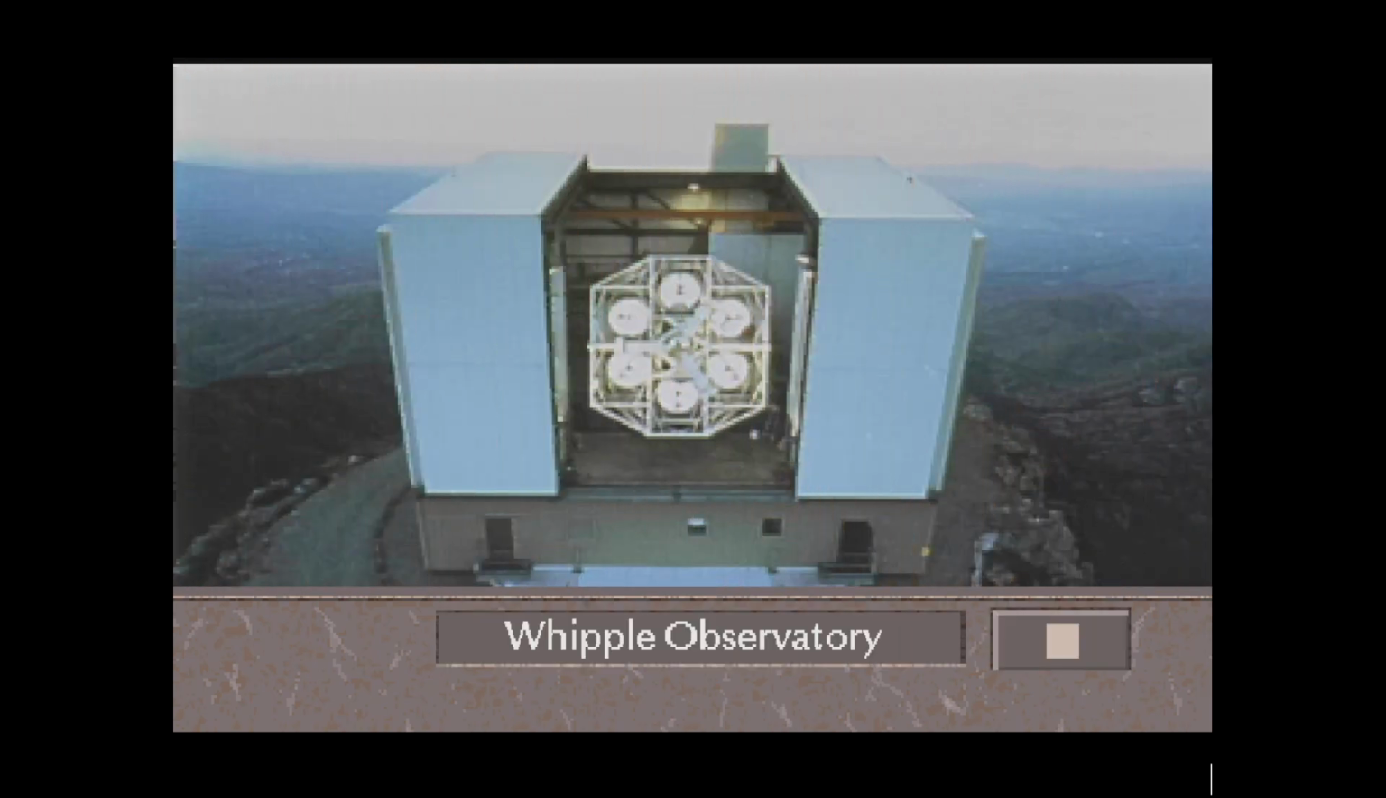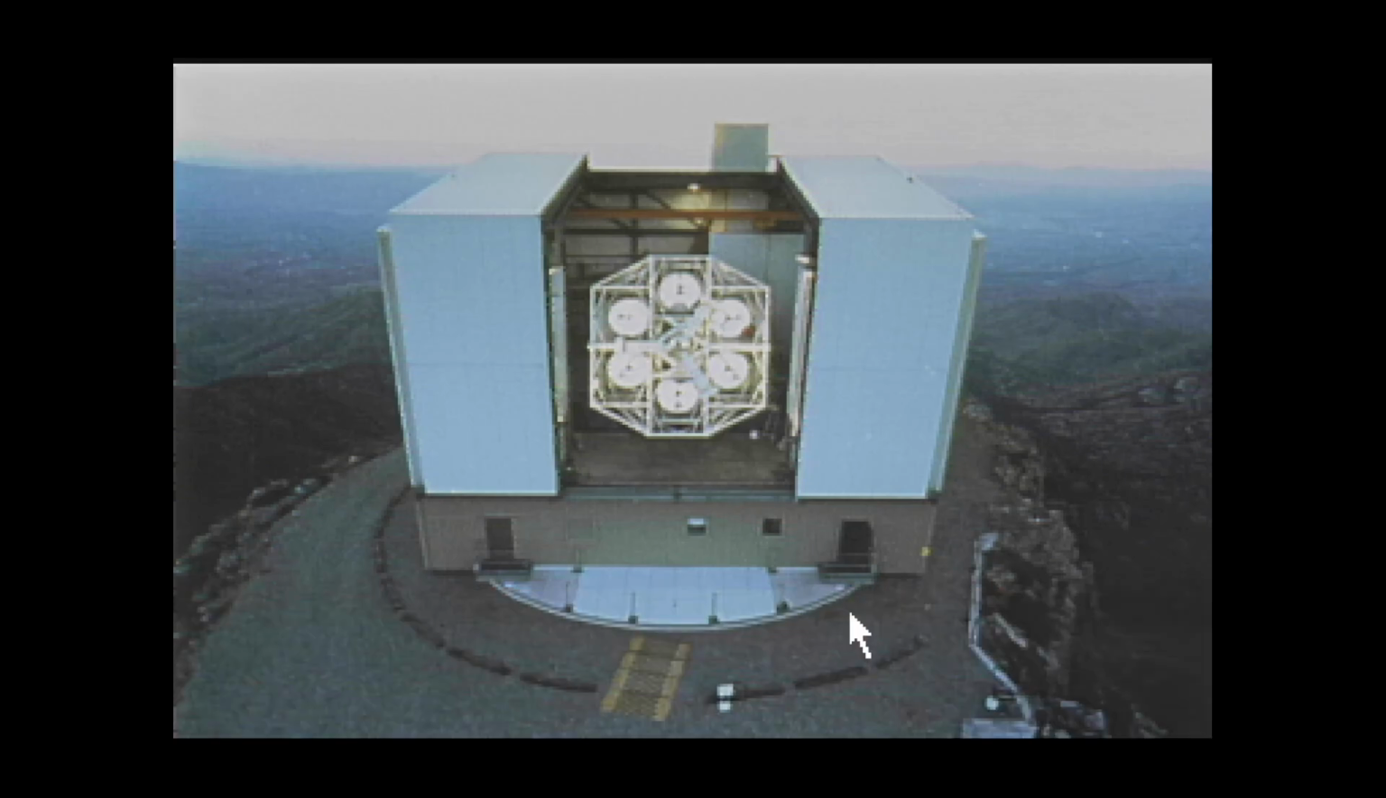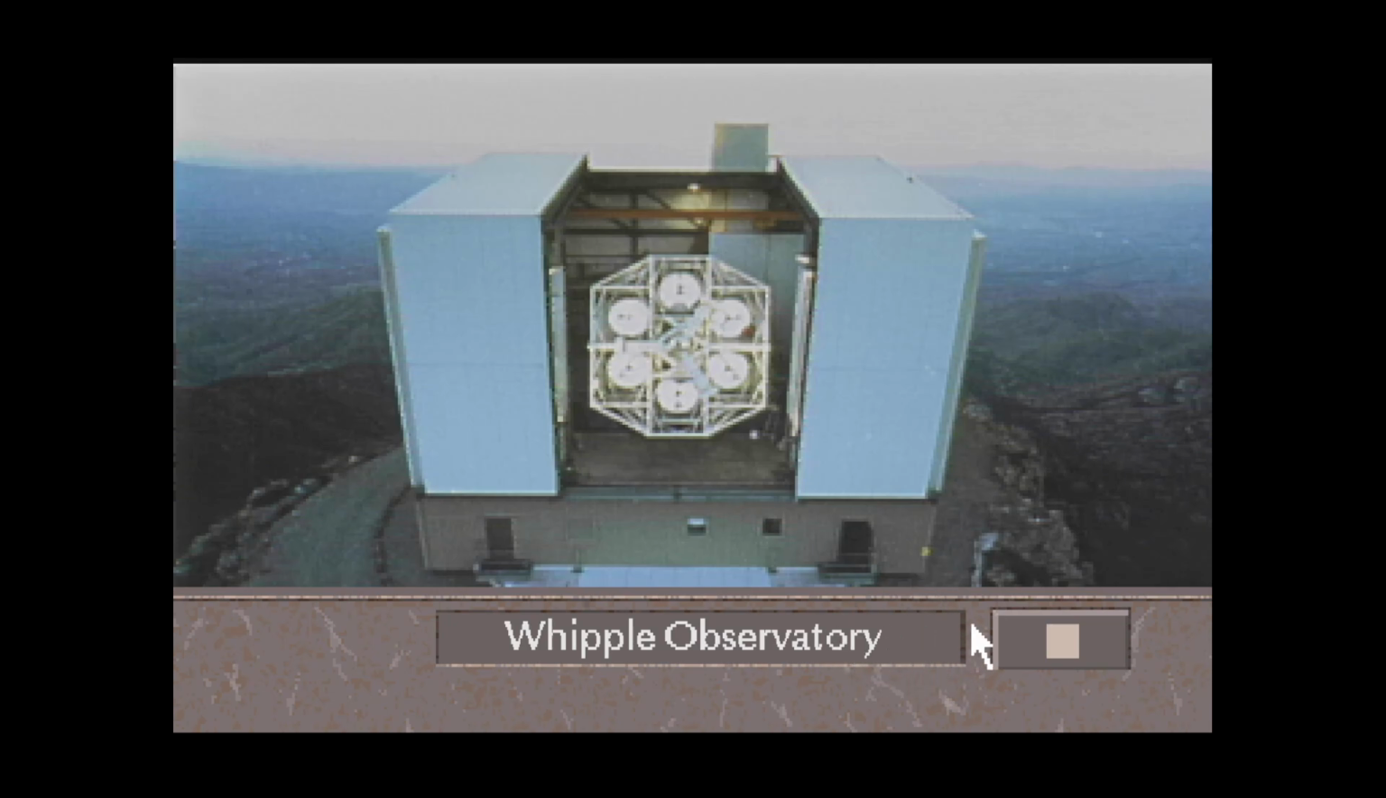In the late 1970s, this strange white cube appeared on the 8,500-foot peak of Mount Hopkins in southern Arizona. It's the Whipple Observatory, built jointly by the Smithsonian and the University of Arizona.